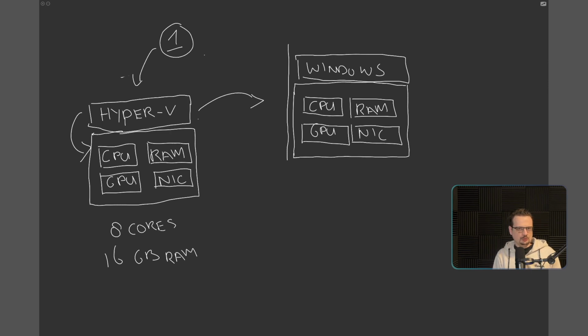So a Type 2 hypervisor would be something like VirtualBox. And a Type 1 hypervisor would be something like VMware ESXi or Proxmox. So in this video, I explained to you what a hypervisor is. A hypervisor manages the virtual hardware for virtual machines. And I explained the difference between a Type 1 and a Type 2 hypervisor.